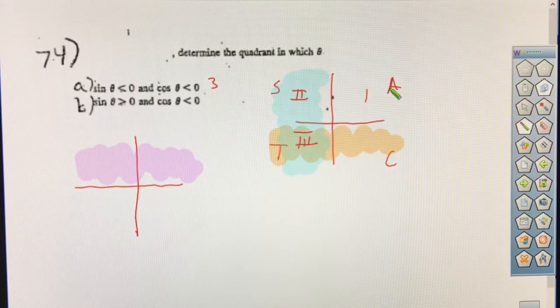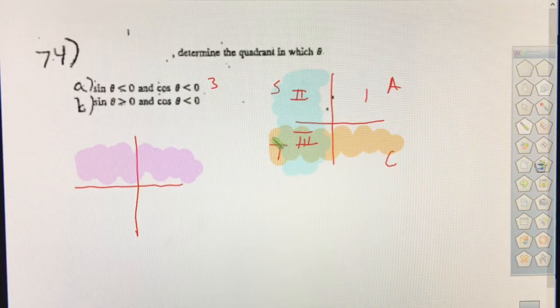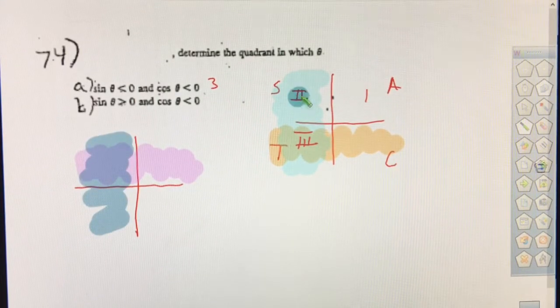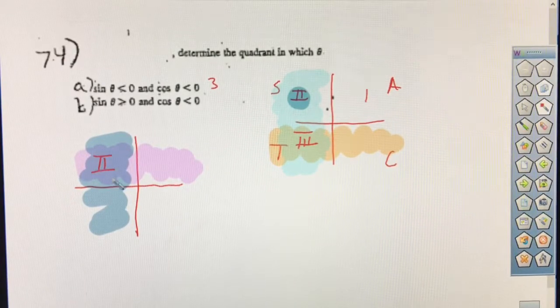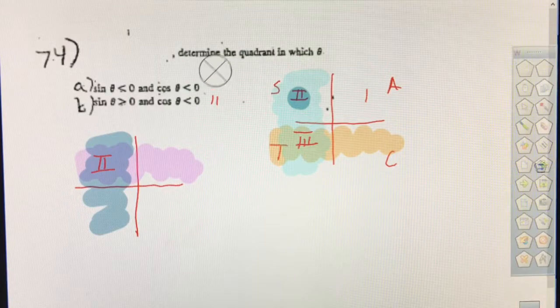In the other one, all students, so all are positive, sine is positive, and cosine is negative. Cosine is negative over here on the left, and sine and tangent are positive there. So the area of double overlap is going to be quadrant 2, where they both fulfill those requirements. So quadrant 2. Sorry, I should have put II here.